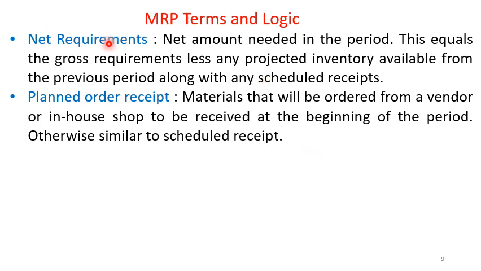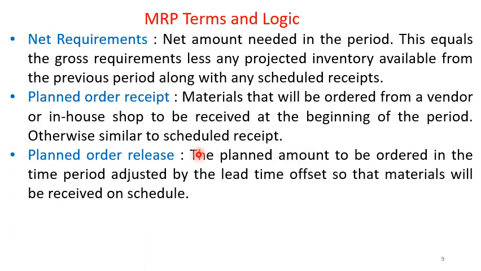What are net requirements? Net amount needed in the period. So this will be the gross requirement minus any projected inventory available from the previous period along with any scheduled receipts. So net requirements will always be less than the gross requirement. So gross requirement minus any projected inventory available from the previous period, or something that you have in hand or something that you have already ordered, correct? You have to deduct these things from gross requirements, then you will get the net requirements. So planned order receipt, again we have already discussed.